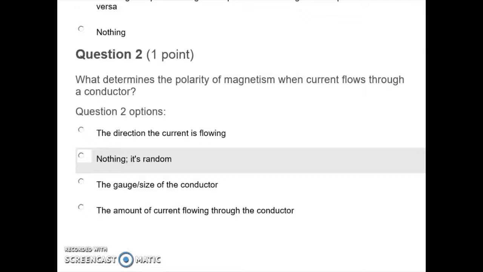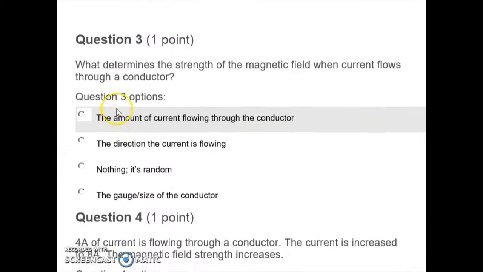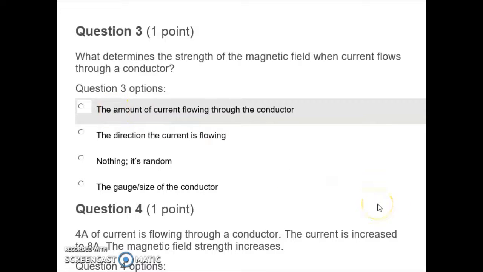Question number 2, what determines the polarity of magnetism when current flows through a conductor? We saw this on the homework. It's the direction the current is flowing. This is the correct answer. Question 3, we also saw on the homework, what determines the strength of the magnetic field when current flows through a conductor? It's the amount of current that determines the strength of the magnetic field. The more current, the stronger the magnetic field.